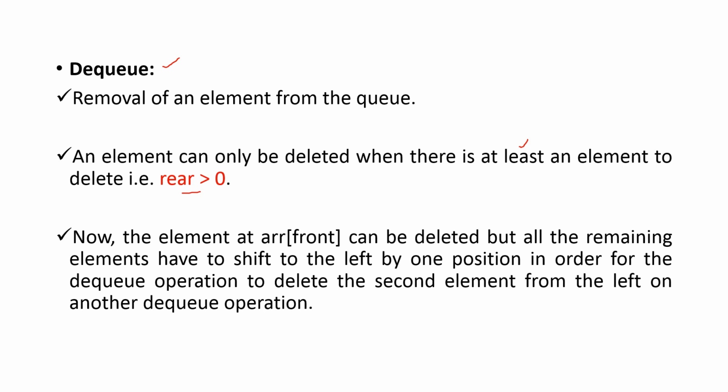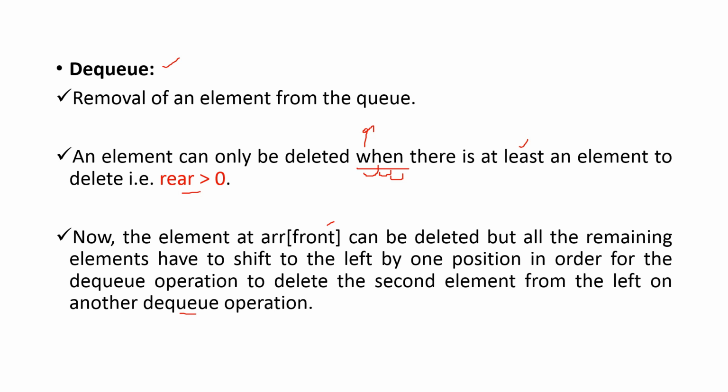The element at the ARR front can be deleted, but all the remaining elements have to shift to the left by one position in order for the DQ operation to delete the second element from the left on another DQ operation. DQ operation is deletion of an element. Suppose this is an array, and when we are removing this W, what happens? This H will come here, E will come to the position of H, N will come to the position of E. This is what happens in a queue. Same procedure for this queue also.